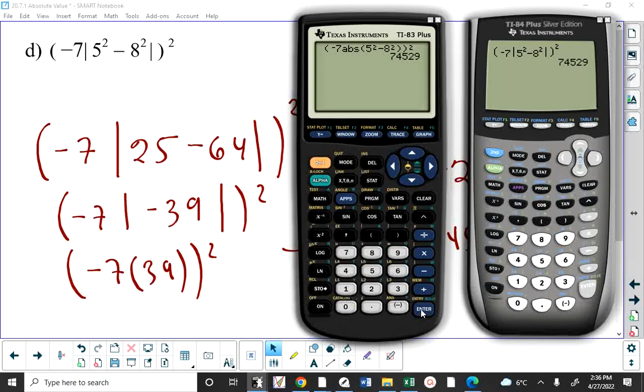I'm just curious, totally not related to the topic here. How many of you sometimes are typing stuff away, maybe on this calculator, and you go -7, I'll put the brackets, -7, and then absolute value, 5 squared minus 8 squared. And then you keep typing, but sometimes your calculator ends up typing stuff up here and you're not paying attention. You know what I'm talking about?